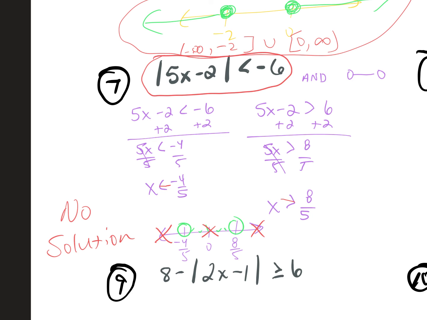Can anybody see why you could have told me that right there? Tell me. Because negative and absolute value is never negative. That inequality says the absolute value, whatever it is, is less than a negative number. Is that ever going to be the case? No. If you saw that there and pointed and said, no solution, that's fine.